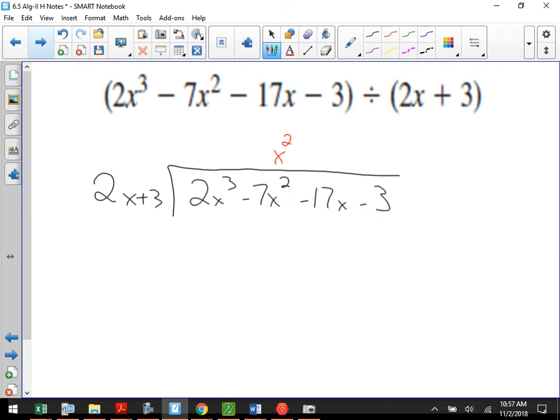What's x squared times 2x? 2x cubed. Okay. What's x squared times 3? 3x squared. And now I subtract both parts. 2x cubed minus 2x cubed is 0. 7x squared minus 3x squared is 4x squared. 10x squared. What? Are you kidding me?